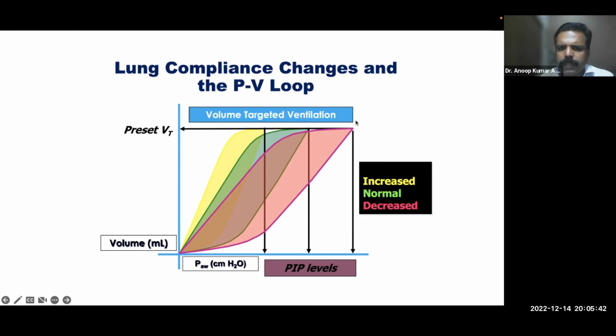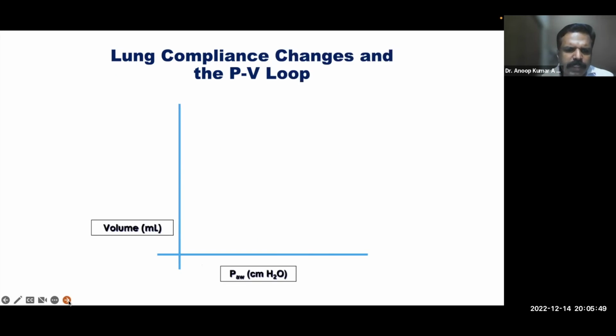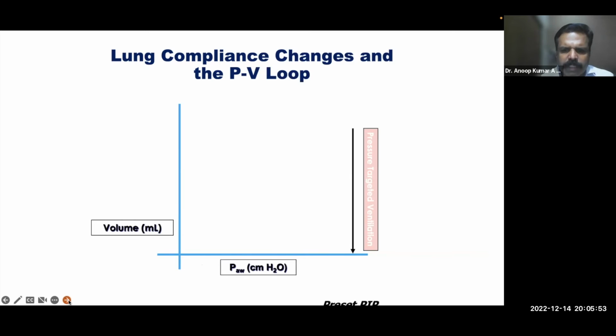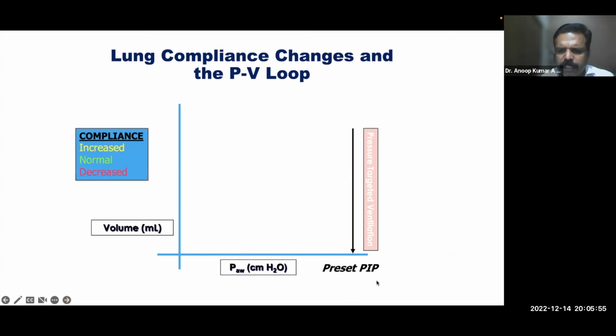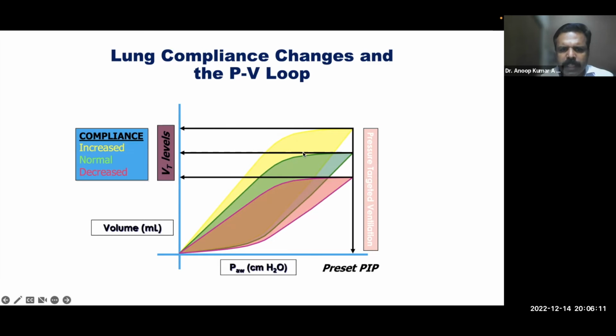This is for the volume targeted ventilation. See what is happening in a pressure targeted ventilation here. You can see the different changes. This is a pressure targeted ventilation where the pressure is always constant, but the volume will vary. The green one will be the normal compliance loop. Suppose the compliance is increasing, it is again shifted towards this side, but see the tidal volume is increasing, while the pressure is kept constant.